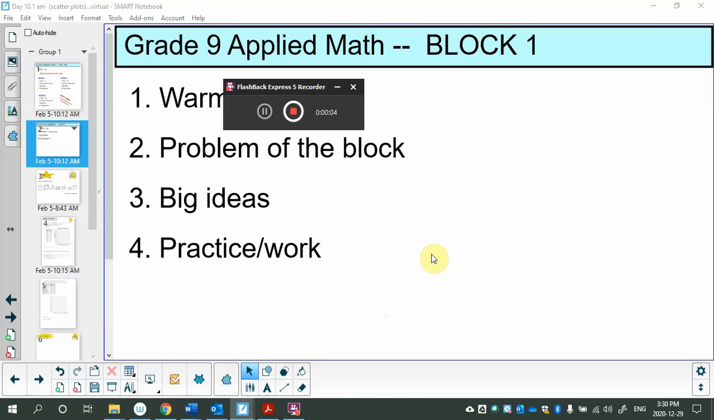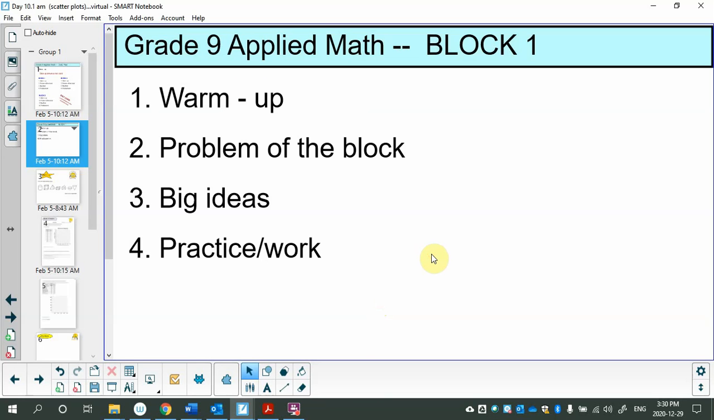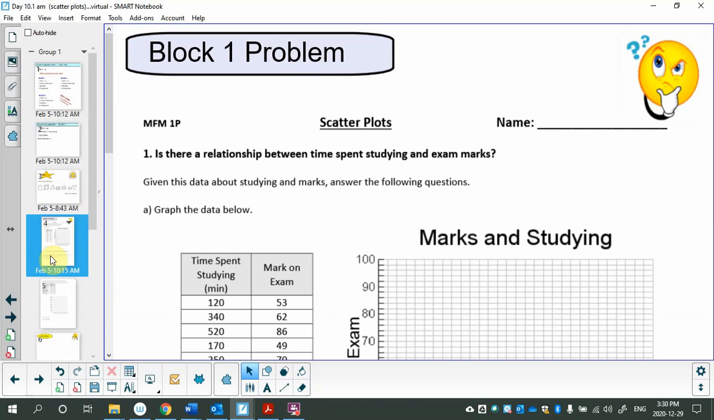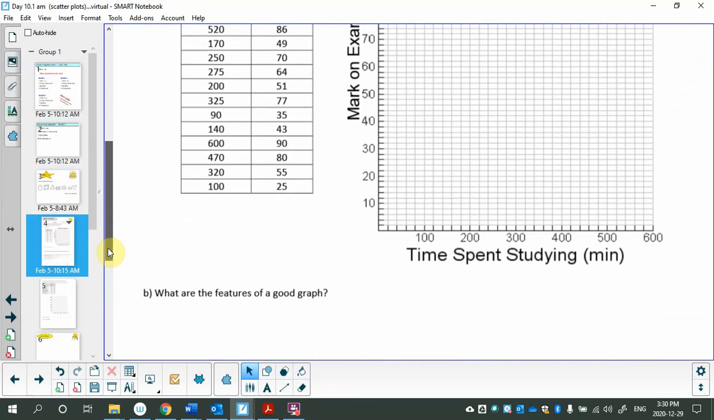We are going to use the same system that we used in regular class while we learned virtually. So although we are moving on to scatter plots, which you're going to need this booklet out, there's page 1.